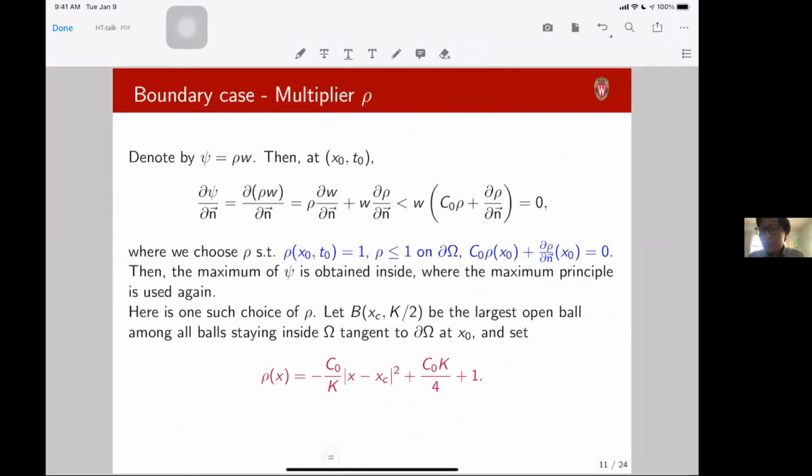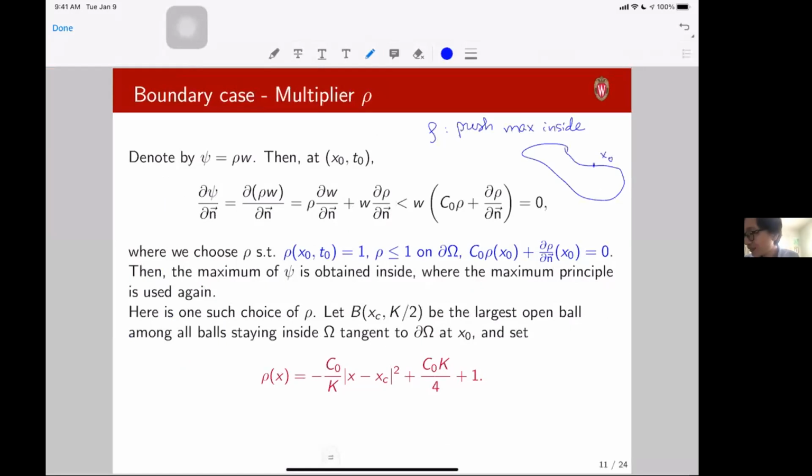So to take into account C naught, here we're going to introduce a multiplier rho. The goal of the multiplier rho is to push the max inside. So again, let me try to draw the picture here. Oh, I have to keep track of time. I have to speed up. So this is a point x naught. We take exactly the inscribed ball touching the boundary at x naught.